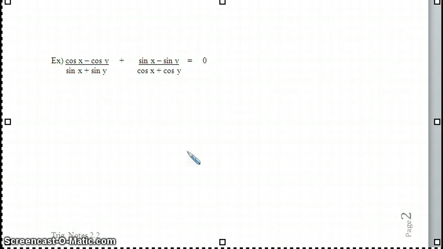So if I asked you to verify that these two fractions added together would equal 0, the first thing I need you to do is add these two fractions together. And to be able to add fractions together, we have to have a common denominator. The easiest way to find the common denominator when they are binomials like this is to make the common denominator both of these multiplied by each other.